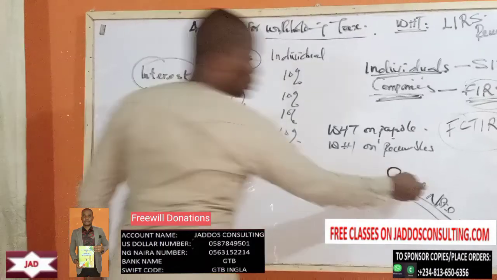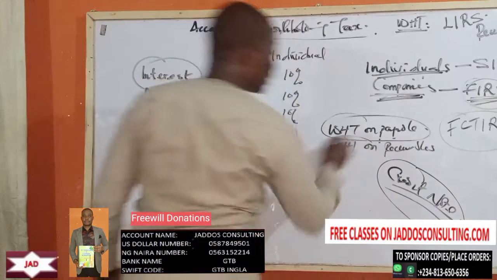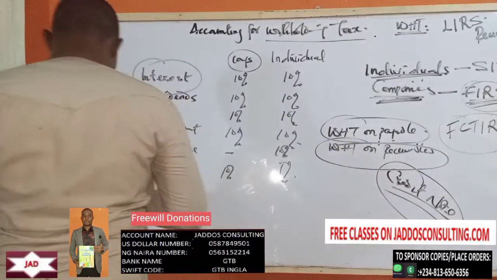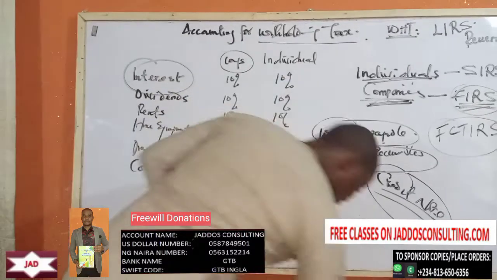So you have to understand that the credit note is very important. You have to know what withholding tax on payable means, and you have to know what withholding tax on receivable means. So with that little background, let's quickly look at how to account for it.